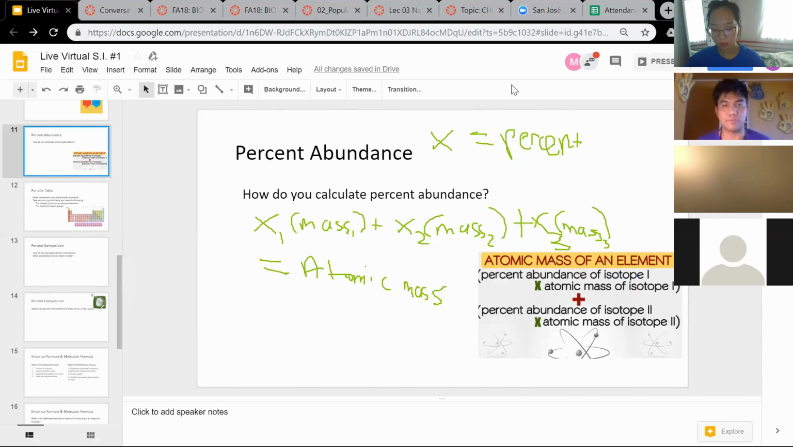Just know that X1 plus X2 equals X, and in a percent, the total is always equal to 1. So X1 plus X2 is equal to 1. When you do the algebra for it, you can figure out how to find the other percent. If you're given 3, they must give you at least 2 of the percentages, if that makes sense for everyone.